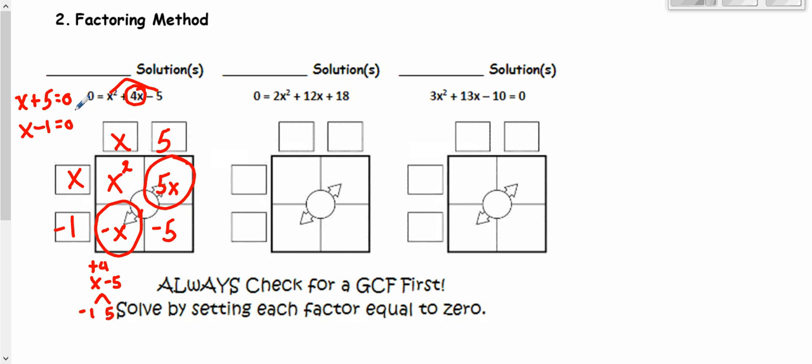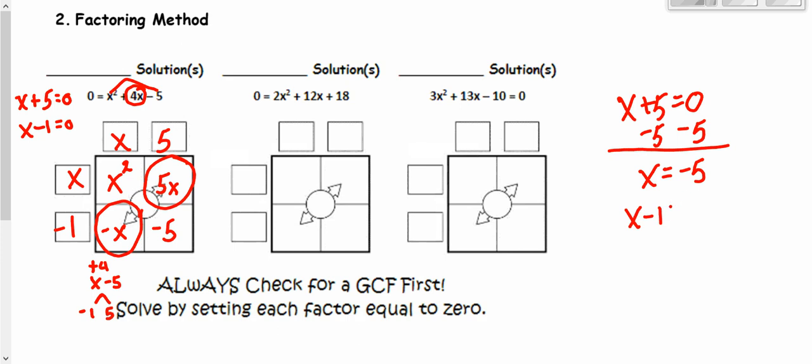So I'm going to come over here to the side so we can look at what that looks like. So x plus 5 equals 0, and now I want to solve for x. So I'm going to subtract 5 on both sides, and I have x equals negative 5. So that's one solution. And x minus 1 equals 0, so I'm going to add 1 to both sides. I have x equals 1. So I have two solutions. I have x equals negative 5 and 1.